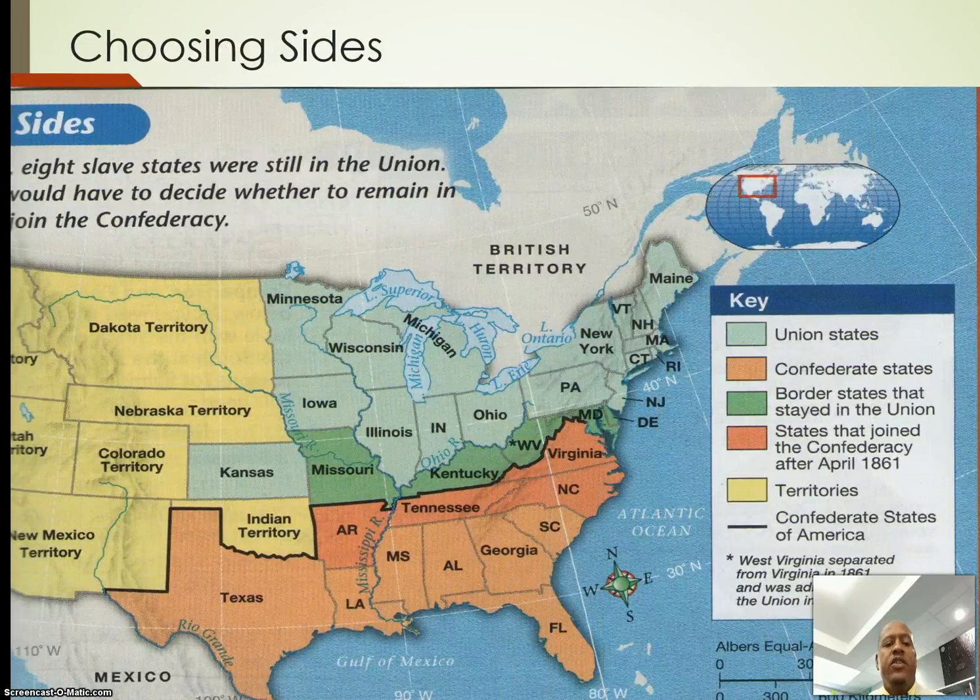Now that you've had a chance to do it, take a look at this visual to give you an idea of how the country is divided. From the North, the Union, and in the South, the Confederacy. And so you can see it color-coded. We'll take a look at this and discuss this a little more in class as well.